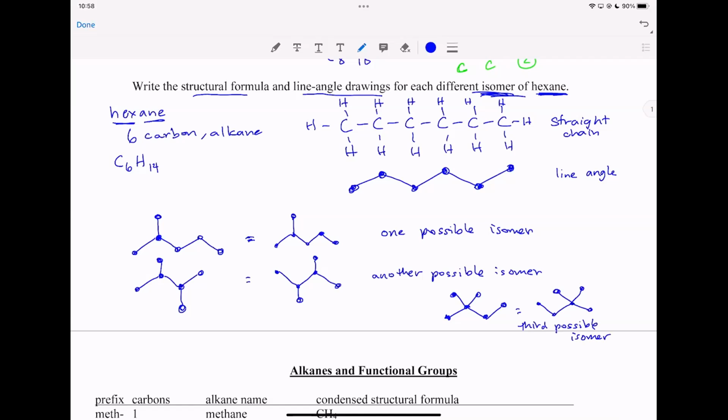So I've got, let's see, I think I've got all the possibilities here. I think there's one more I can do. 1, 2, 3, 4, 5. Nope, that's the same as that one. 1, 2, 3, 4, 5, 6. Let's make sure that's not the same. And this is another one where I've got a base of 4 in the straight chain, and then I'm adding 2 more. So this is a branch coming off here. So this would be the mirror image of this. Okay, so this is a fourth possible isomer.